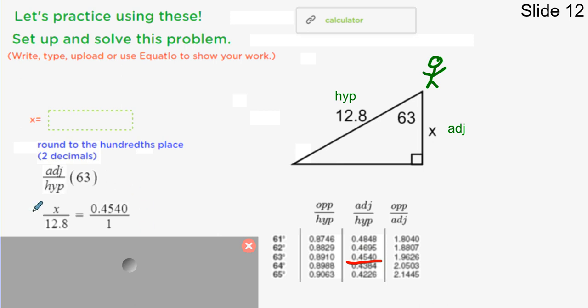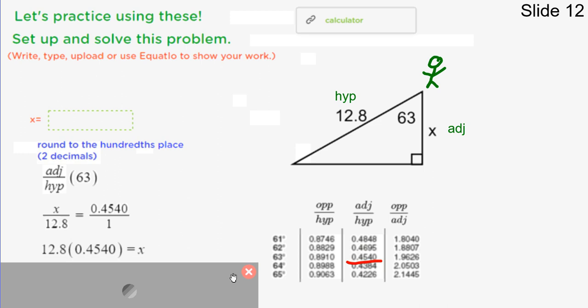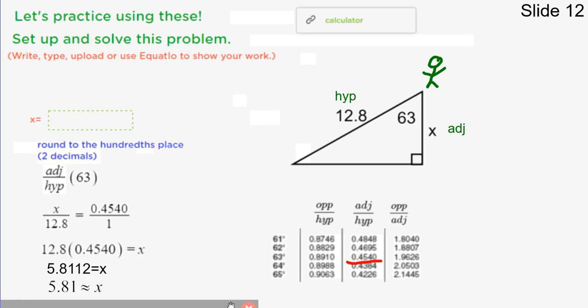Now, you guys are masters at when you have your proportions using your means extremes, your cross products to solve for x, or some of you notice that x is being divided by 12.8, so you just multiplied both sides of your proportion by 12.8, and you'll still get the same answer. And if we round to 2 decimal places, it's going to be about 5.81 in length. Remember, when we talk about rounding to the hundredths place, we look at the 3rd decimal place, the thousandths. Based on that value, if it's 5 or higher, you have to round up. If not, you leave it as is.